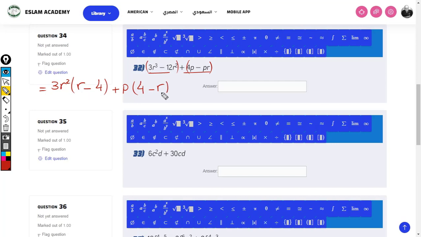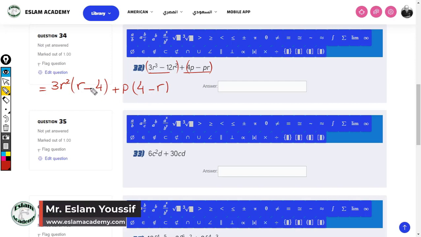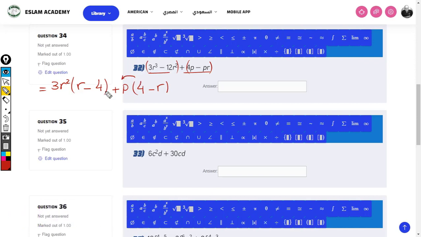You will find that the two groups are similar, but only the sign is different, because r here is positive in the first group and negative in the second. 4 is negative, and in the second group it is positive. As we said before, to change the sign, we just put negative outside of the common factor. So it will be 3r power 2 multiplied by r minus 4. Put negative outside of the common factor. Once you put negative outside of the common factor, it means change the sign. So 4 will be negative 4, and the negative r will be positive r.